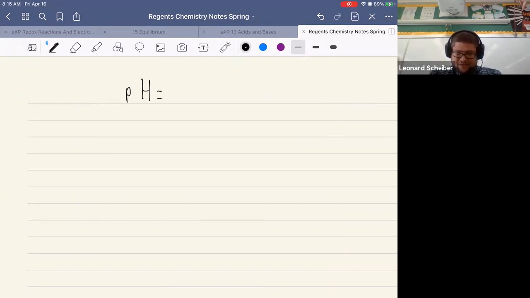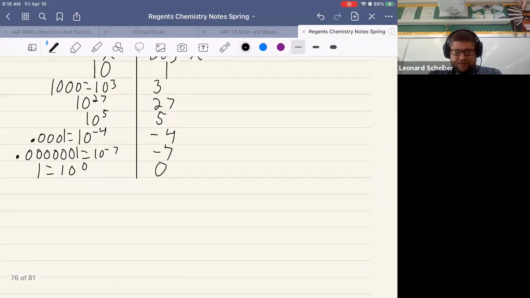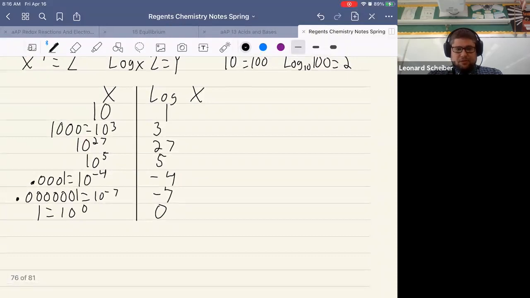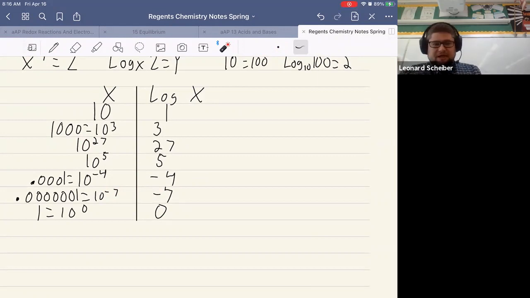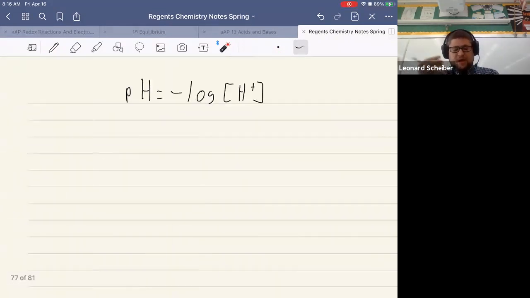pH equals, like we said, the negative log of the H plus concentration, right? So we're going to be doing the same type of conversion, except instead of just making the power into the number, we have to negate it. So if log of 10 to the minus 4 is minus 4, negative log of 10 to the minus 4 is just 4. Here, let me show you.